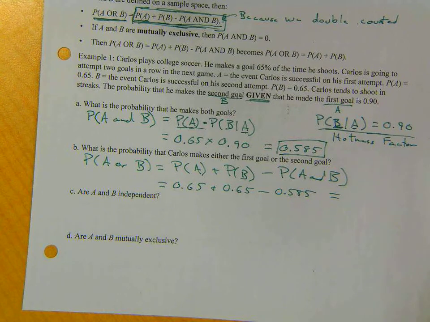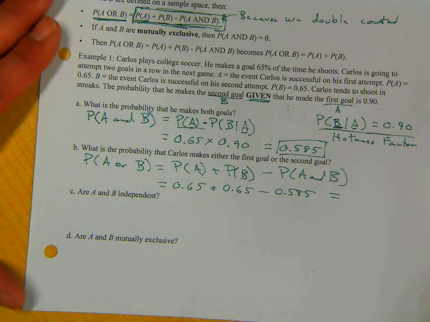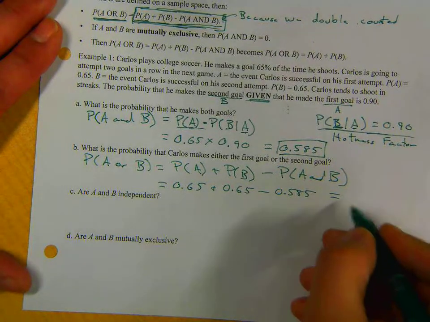as the answer. How could I tell that's wrong? It's too big, right? We don't get probabilities over 1. That'd be 130% chance that Carlos does this. He's not that good of a rock star, right? It might be good, but that's too good. So hopefully you can tell something's wrong when you're over a probability of 1. Nothing can be over that.